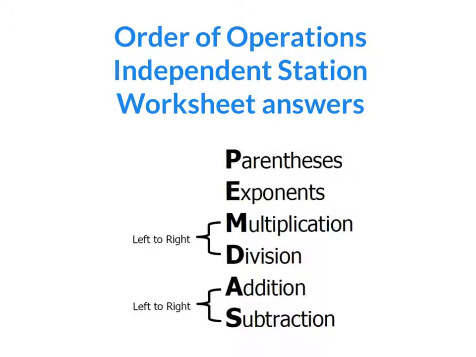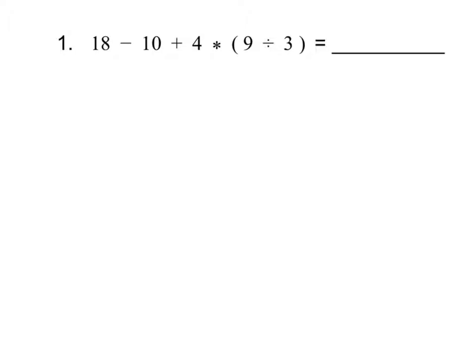So remember to always check for parentheses first, exponents second, multiplication and division are on the same step, on the same line, and you would solve from left to right. And then step 4, a separate step from multiplication and division, would be your addition and subtraction, which you would also solve from left to right. So let's take a look at our first example.